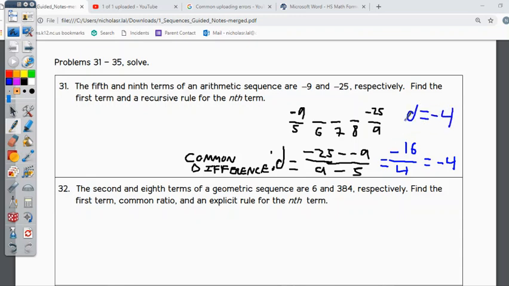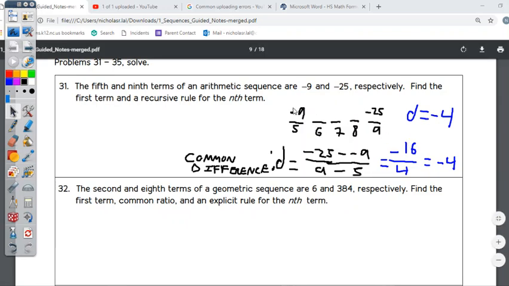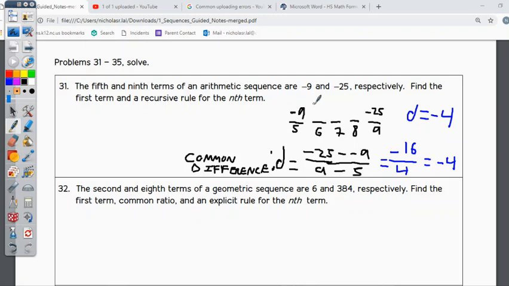And remember, D is the rate of change between each consecutive number in the sequence. So now, if we know that D is -4, that means that each consecutive term is going to be 4 less than the previous term. So -9 minus 4, -13. What's the seventh term?